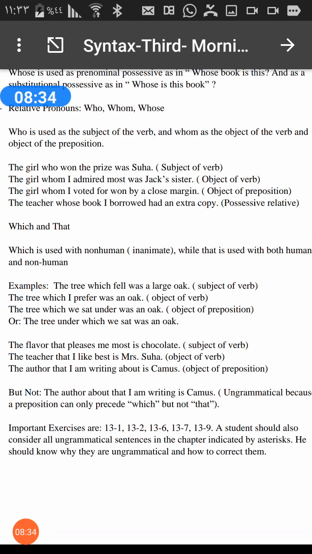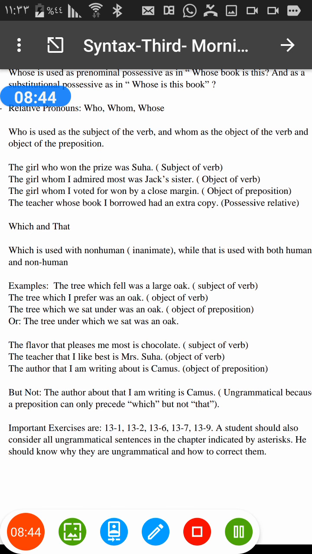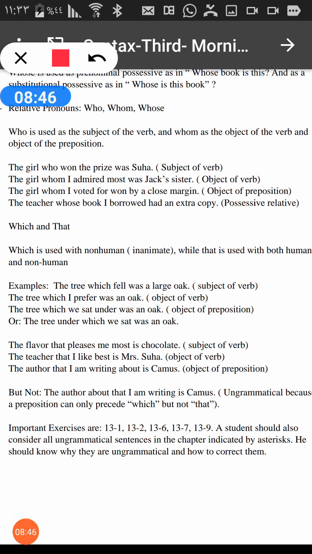So the tree which fell was a large oak. The tree which fell الشجرة التي سقطت, here, because which comes before the verb fell, it functions as the subject of the verb.